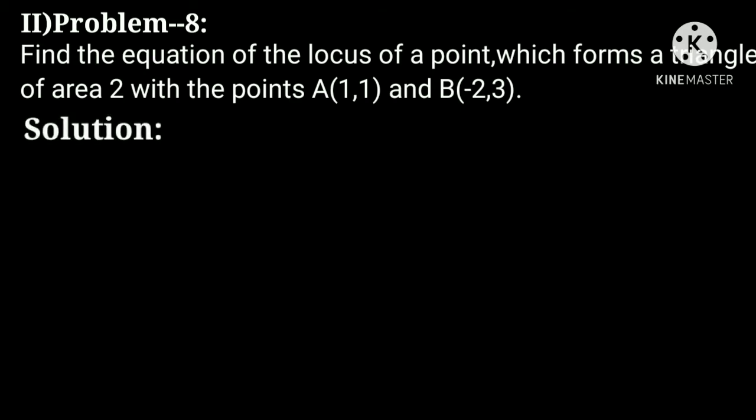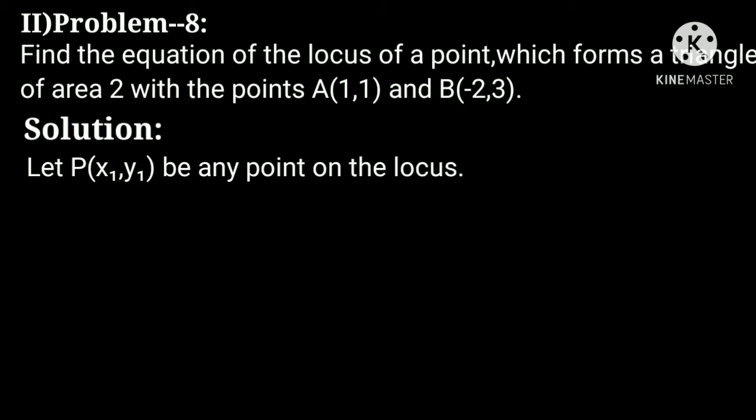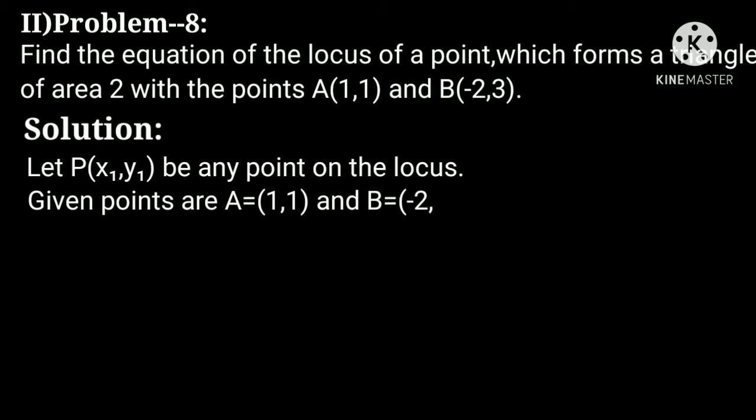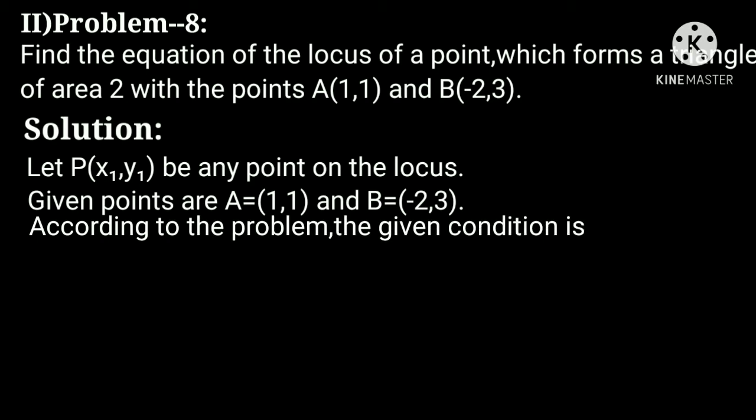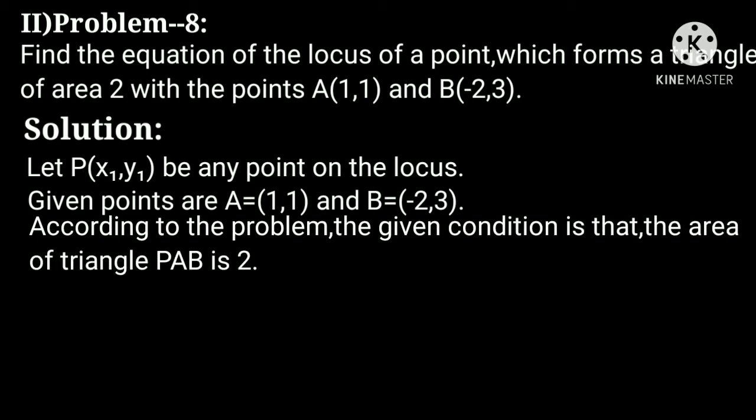Solution. For this problem, we have to assume a point on the locus. That is, let P(x1, y1) be any point on the locus. Given points are A = (1, 1) and B = (-2, 3). According to the problem, the condition is that the area of triangle PAB is 2. Here we have to substitute the area of triangle formula and then substitute the values.